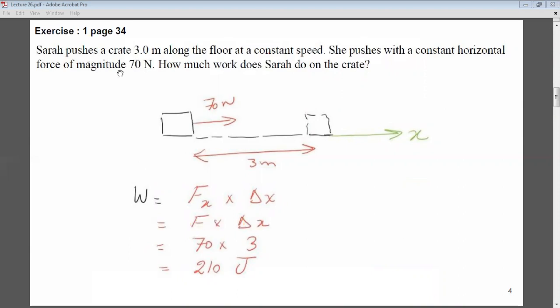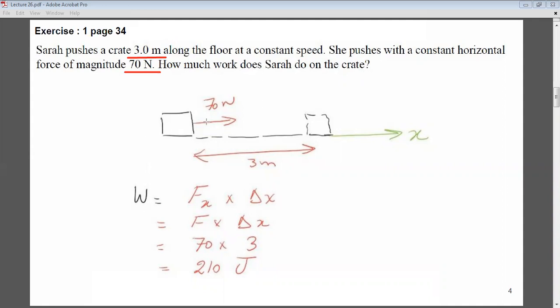So Sarah pushes a crate 3 meters along the floor at a constant speed. She pushes with a horizontal force of magnitude 70 Newton. So they're giving us the 3 meters, this is our delta x, and the force is 70 Newton. How much work does Sarah do on the crate?